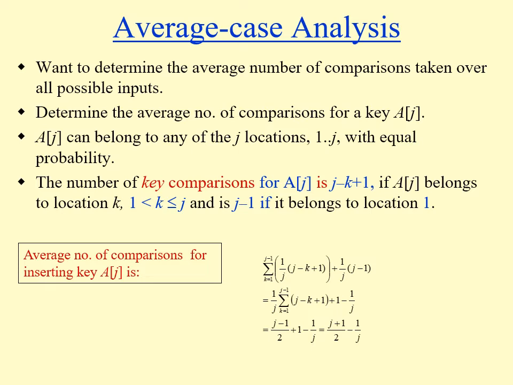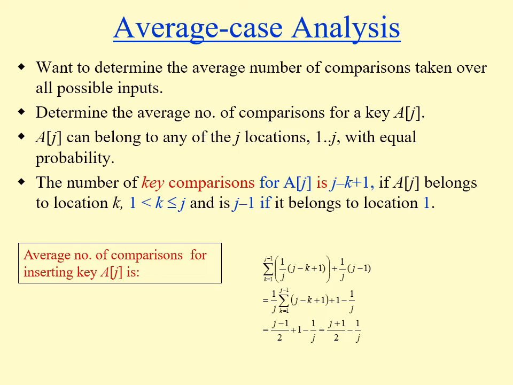K means the location you want to insert. So for this one, you need to move all the elements in between. All the elements in between is J minus K plus 1. Is it correct? From 2 to 10, 10 minus 2 is 8, and then plus 1 is 9. So totally you need to move 9 elements.